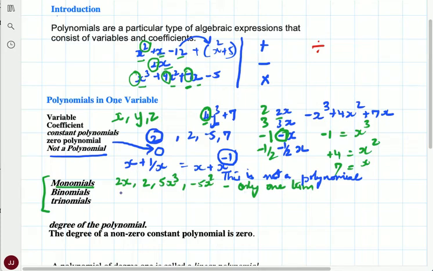For binomials, we have x plus 1, x square minus x, y power 9 plus 1. These have only two terms. These constitute binomials.